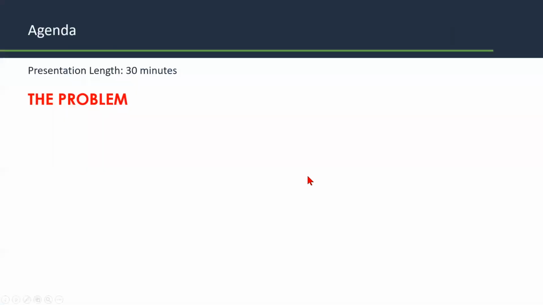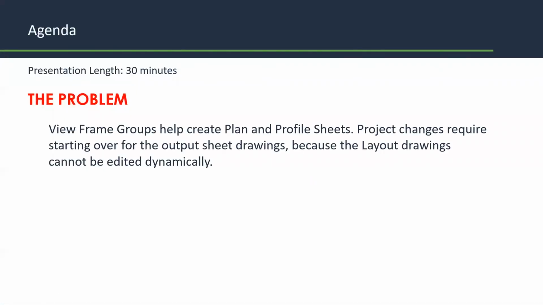So the problem that we're trying to tackle today is we want to create plan and profile sheets. Civil 3D does give us a way to do this out of the box. That tool is called the view frame group. However, after we get these created, our project changes may require us starting over for the output sheet drawings. Because once we create those layout drawings using view frame groups, it's really good at that, we can't edit them in any sort of a dynamic fashion. That's all got to be manual, possibly even to the full manual creation of a plan and profile if we get extra layouts thrown in there.